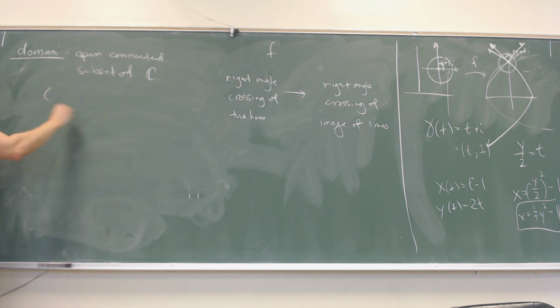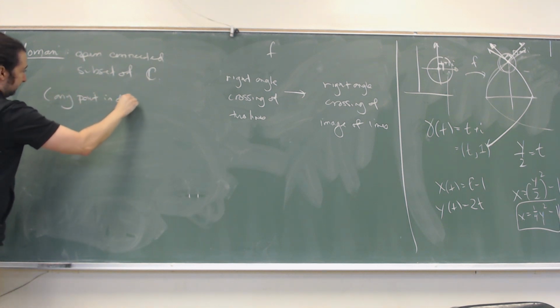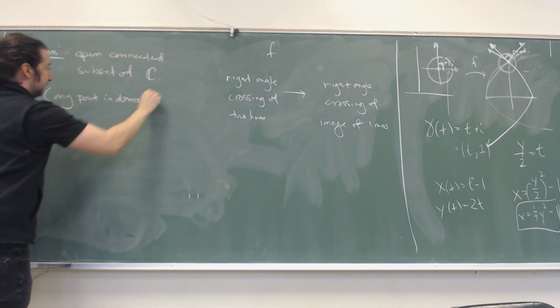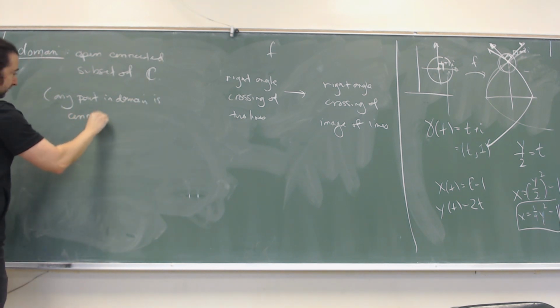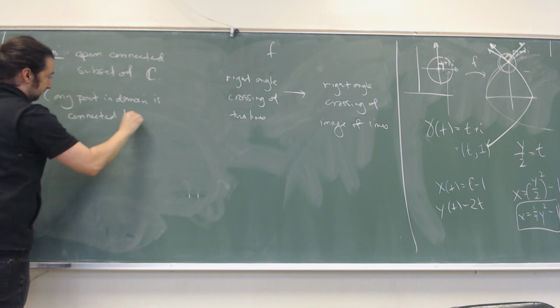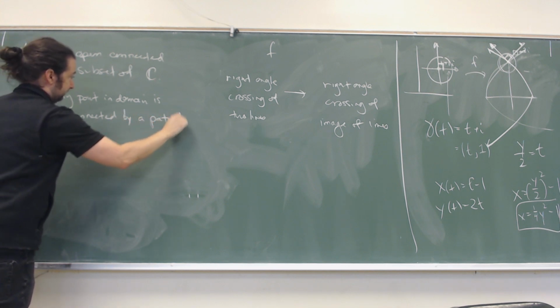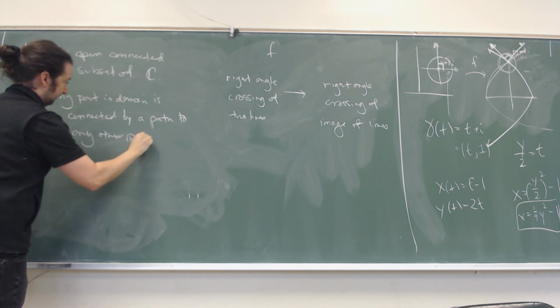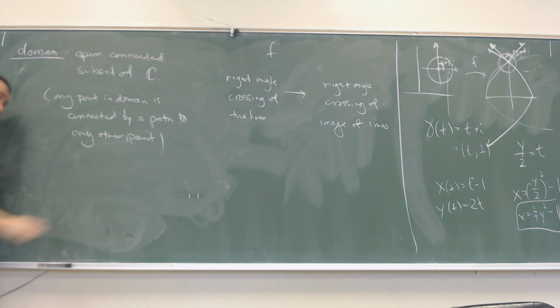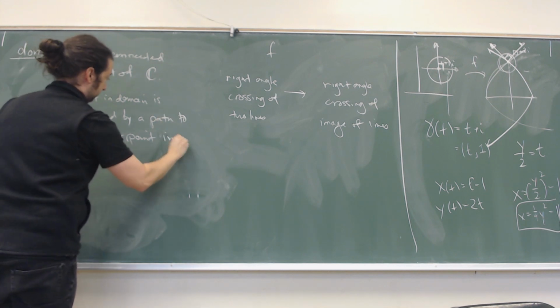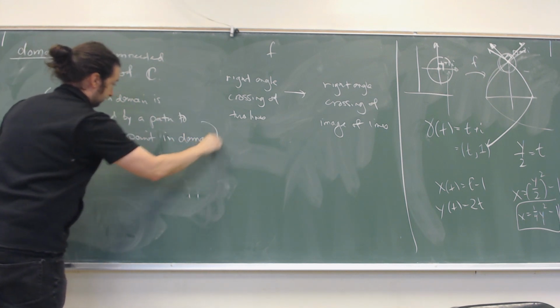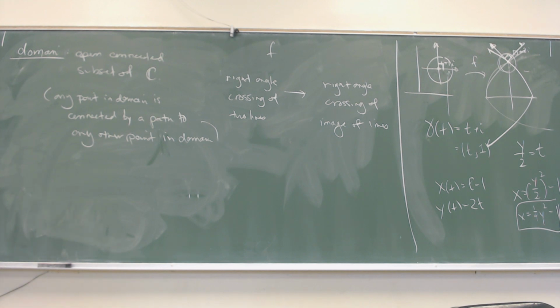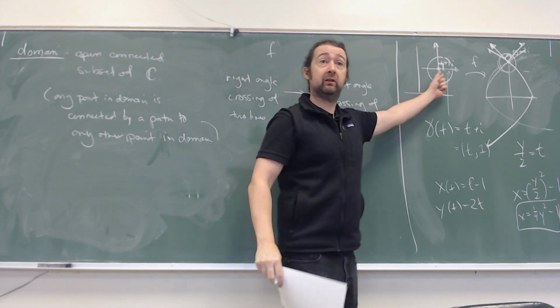So this really means any point in the domain is connected by a path to any other point in the domain. That's the least we ask of the domains of our functions, is that we can get from one point to the next, because we want to be able to do stuff like draw contours like this between points.